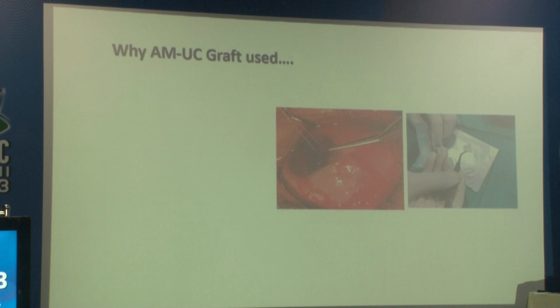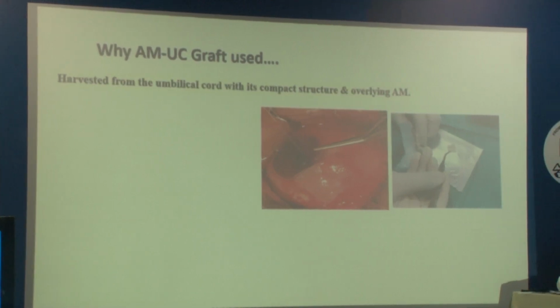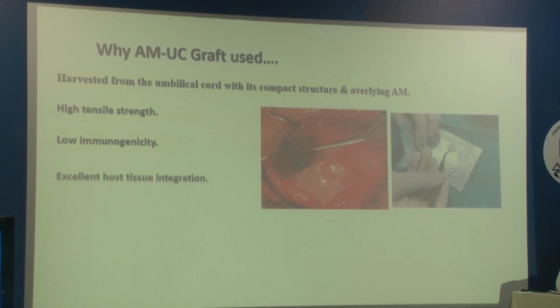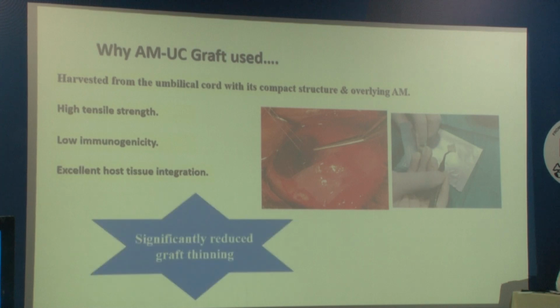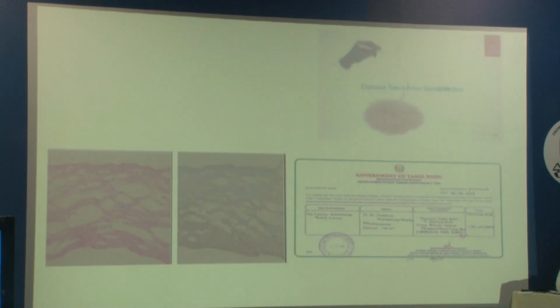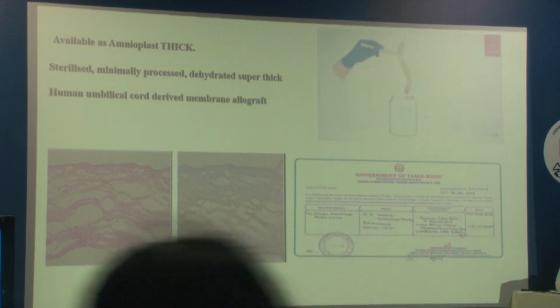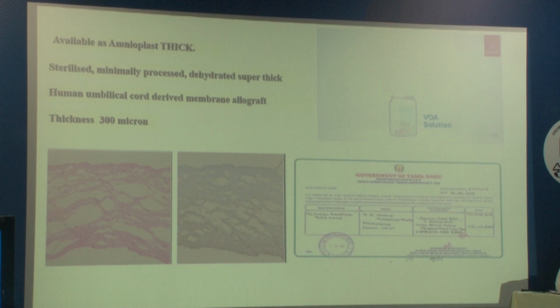So the amniotic membrane umbilical cord graft is harvested from the umbilical cord, with its compact structure and overlying amniotic membrane, high tensile strength, low immunogenicity, and excellent host tissue integration, which significantly reduce graft thinning. So this is the surgical video of the process by which it is processed from the donor tissue, and it is available as Amnio Plus, a thick, sterilized, minimally processed, dehydrated, super thick human umbilical cord derived membrane allograft with a thickness of 300 micron.